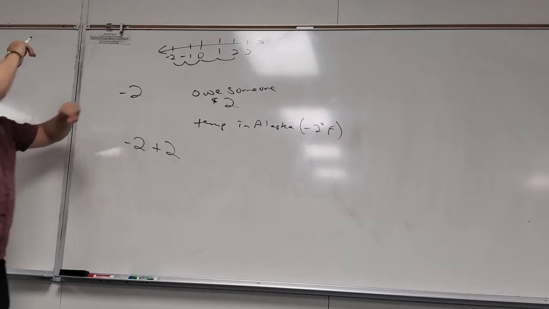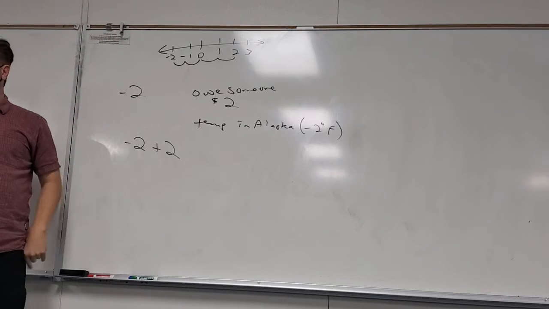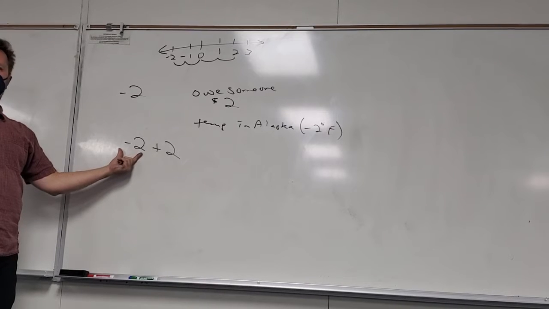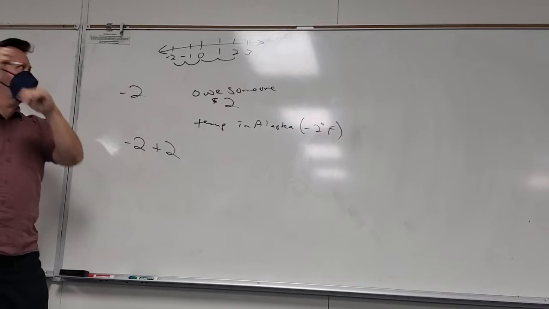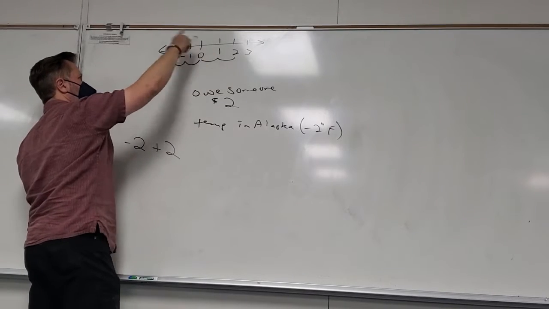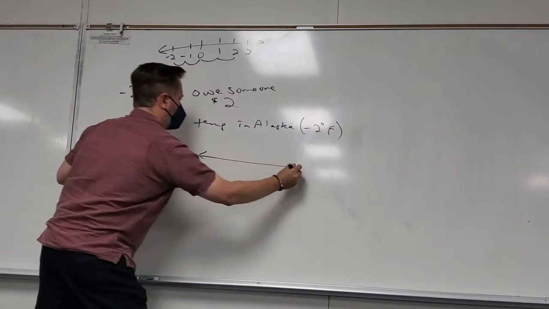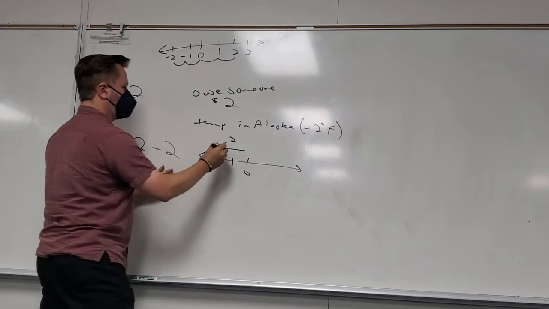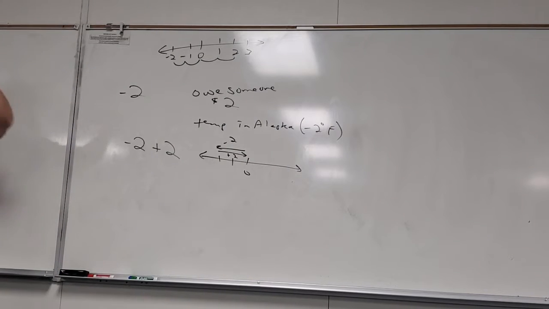So what we said earlier was negative 2 means going 2 back, and 2 means going 2 forward. So if I literally read this, it tells me to walk 2 steps back and then 2 steps forward. I'm going to end back up at 0. This is the measurement model we've used before. When you draw this, negative 2 would just be an arrow 2 back, and plus 2 would then be going up 2. So of course I end back up at 0, yes?